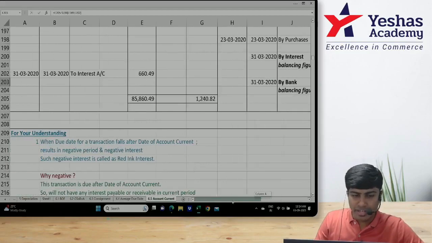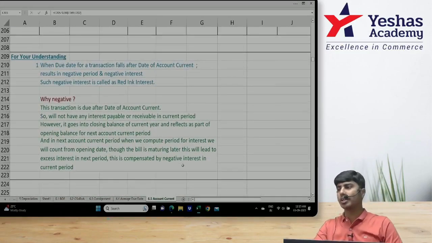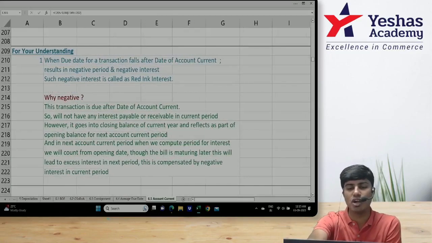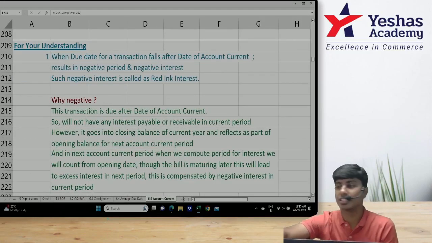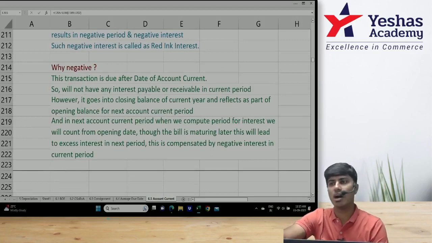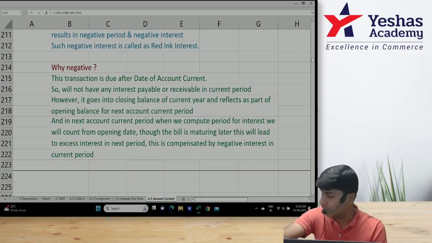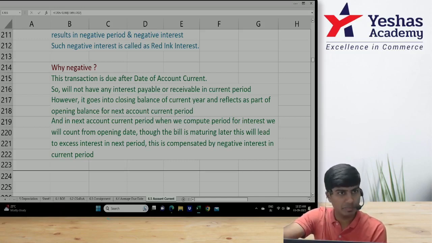Understood? Let me quickly make you understand red interest once again. Read this and then we'll go to next question after you copy. For your understanding, when due date of the transactions falls after date of account current, it results in negative period and negative interest. This is called red interest. Why? This transaction is due after date of account current. So we don't have to pay or receive any interest in the current period. Interest has to be computed in next period.